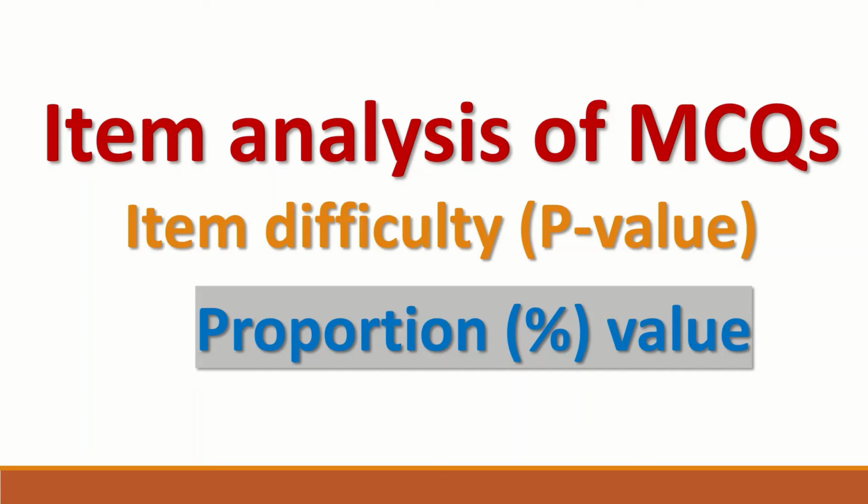Describing item analysis of a multiple choice question exam. An item is the question. One component of the item analysis is the item difficulty, or the p-value, proportion value or percentage value. The item difficulty determines whether the question, or the item, is very easy or very difficult based on a mathematical calculation.